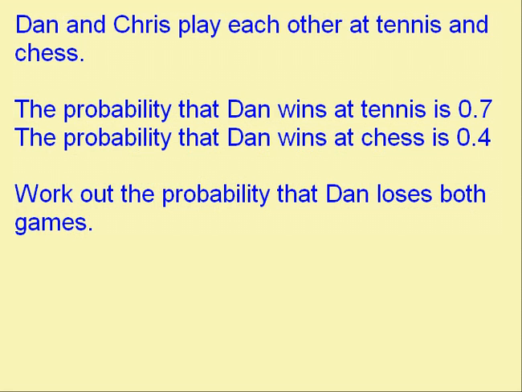Here's one for you to try now. Press pause and have a go at it. When you're ready, press play. We want the probability that Dan loses both games. The probability that he loses tennis is going to be 1 minus 0.7, so that's 0.3. And the probability that he loses chess will be 1 minus 0.4, so that's 0.6. We multiply these together. 0.3 multiplied by 0.6 is 0.18.